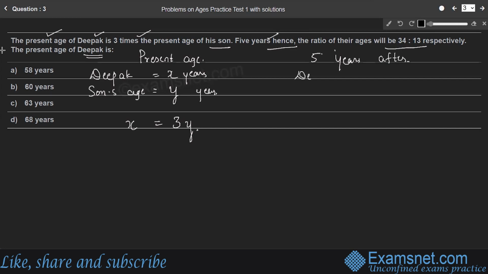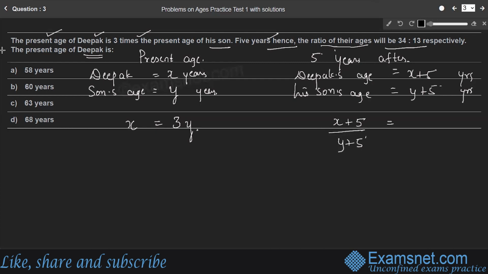So Deepak's age will be X plus 5 years, right? And his son's age will be Y plus 5 years. The ratio of their ages will be 34:13. So we'll consider the age of Deepak, X plus 5, divided by Y plus 5, is 34/13. Here the question is, what is the value of X, the present age of Deepak?